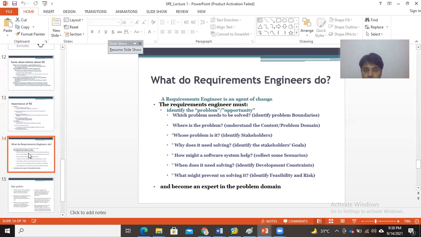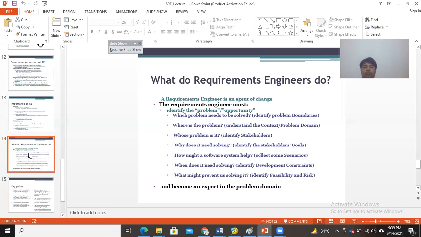What do requirement engineers do? Generally we say that a requirement engineer is an agent of change. He must perform the identification of the problem within the system or the creation of a new opportunity. We can have two things to create a system: either identify a problem in the existing system or create an opportunity so that we can have a new system. These two possibilities are the responsibility of the requirement engineer.